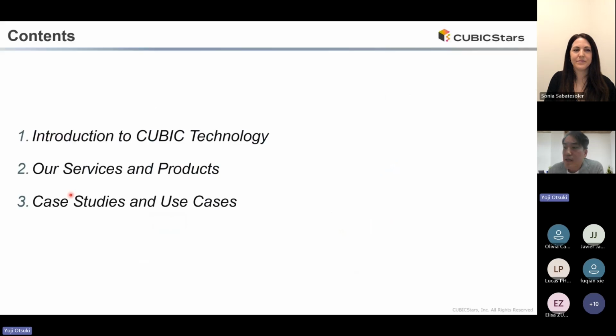Here's today's agenda. First, we will introduce the fundamentals of the CUBIC technology. Next, we will walk through our service and products. And finally, we will showcase several use cases and application examples related to pharmaceutical research.